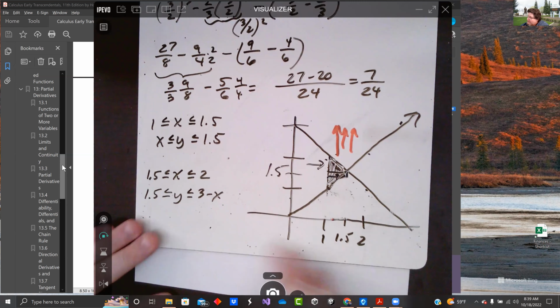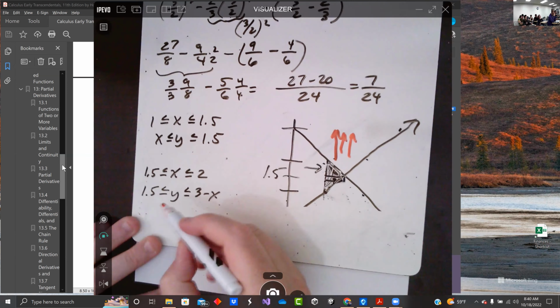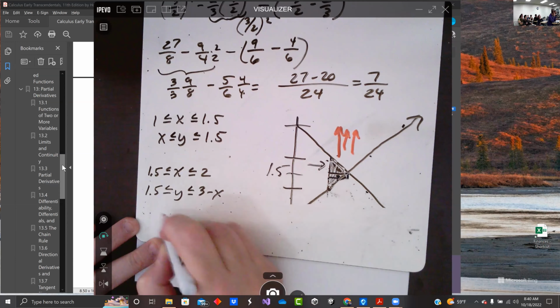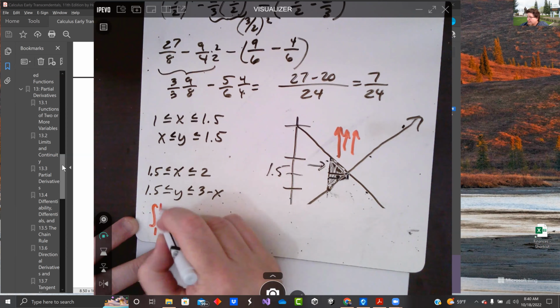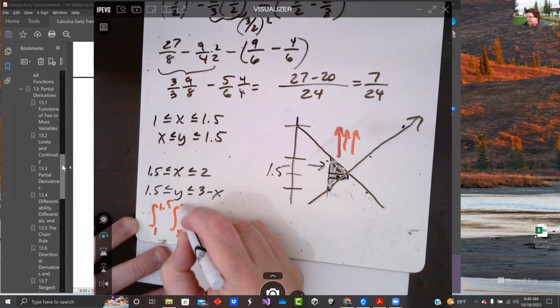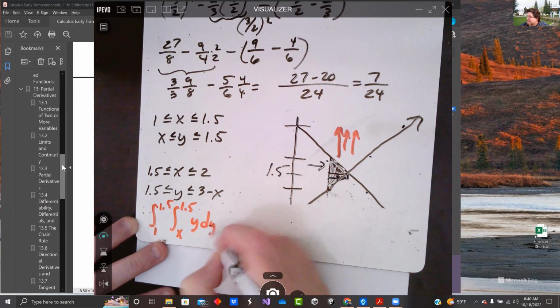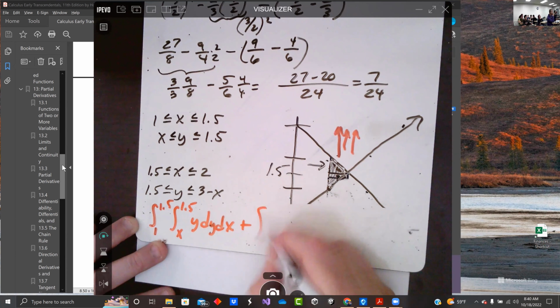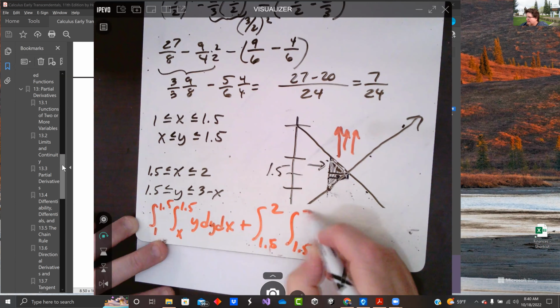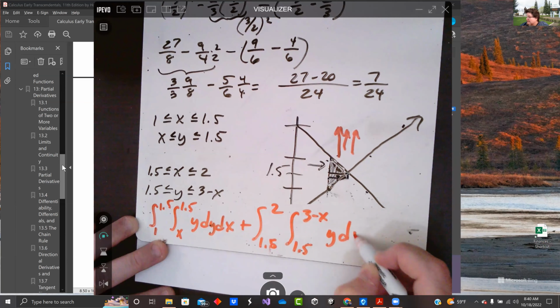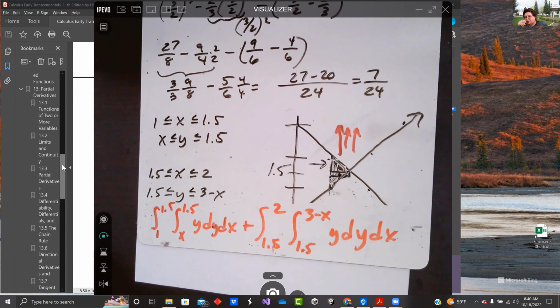What we would have is two sets of rows. We're doing dx on the outside. We've got 1 to 1.5, x to 1.5, y dy dx, plus 1.5 to 2, 1.5 to 3 minus x, y dy dx. So maybe changing the order of integration here is not a good idea, but it's always worth checking out if the problem is not easy to do.